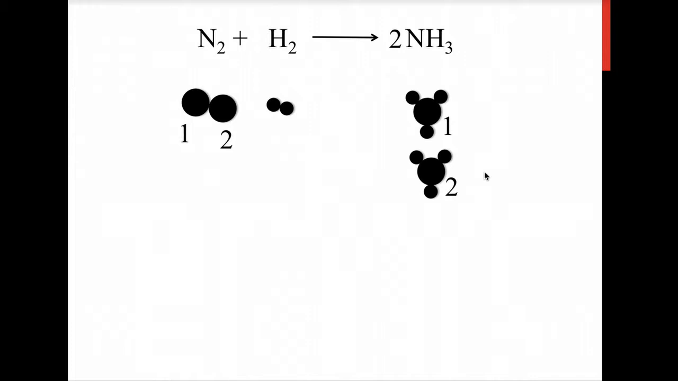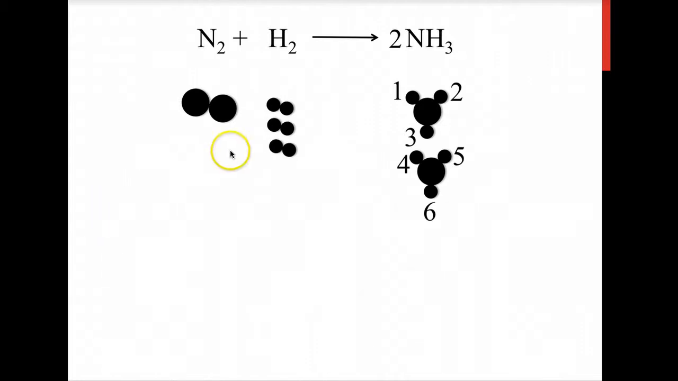Okay, now we need to balance our hydrogens. Well, on the right-hand side, we've got 1, 2, 3, 4, 5, 6 hydrogens. And on the left-hand side, we only have our 2. So we need 6. So how do we fix that? Well, we add 2 more molecules of H2. Now, since we added 2, we have a total of 3 here, so we have to have a coefficient that reflects that, so we're going to put our 3 there.